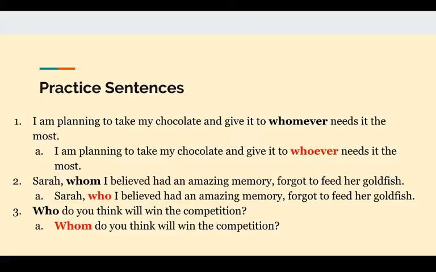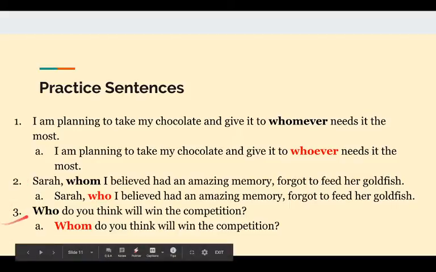So then another example would be: Sarah, whom I believed had an amazing memory, forgot to feed her goldfish. It would be who I believed, because who would be he, or in this case, she. So like, I believe she had an amazing memory, not I believe her had an amazing memory.